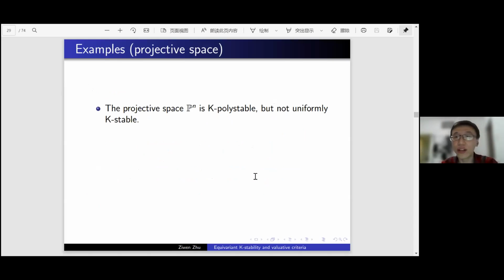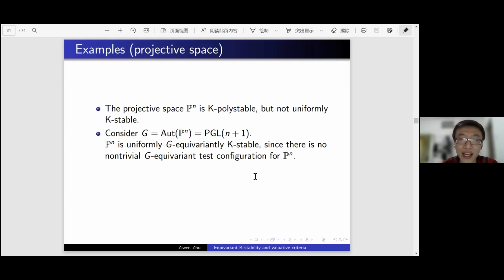All right, so now let me try to go through some examples. First of all, let's look at the projective space. As I mentioned earlier, we have the Fubini-Study metric on the projective space. So by the YTD conjecture, it's K-polystable. However, it's not uniformly K-stable because the automorphism group of P^n is not finite, it's PGL_n. So we have a lot of symmetry on the projective space.